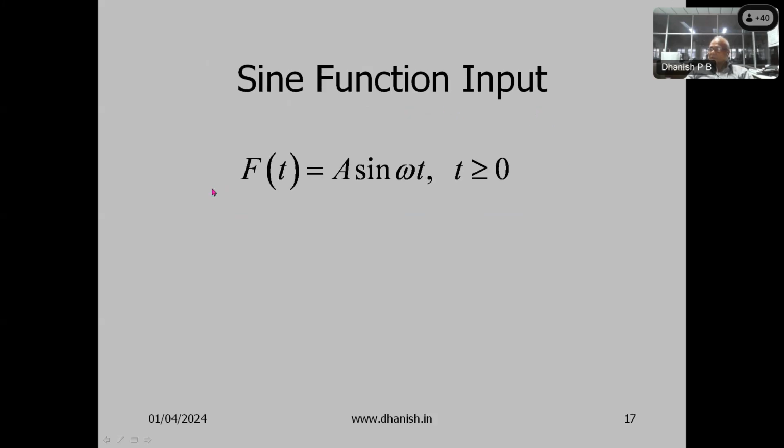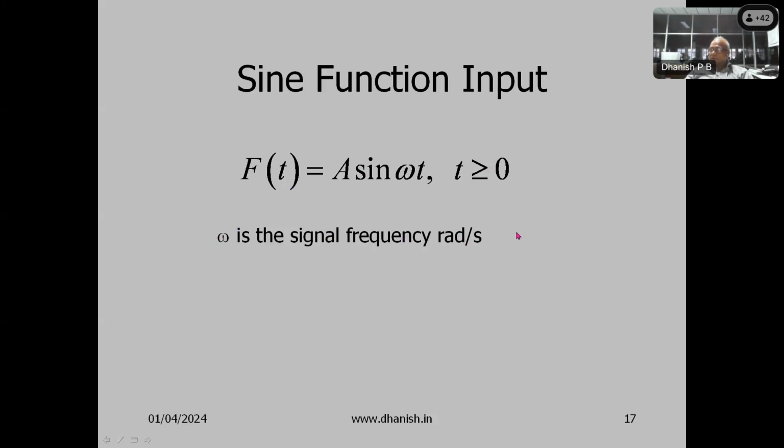So sine function input: f of t equal to a sine omega t, t greater than or equal to 0. That means it is sinusoidal with amplitude a, and omega is the frequency of the signal, in radians per second. Remember this: if the problem is given in hertz, you have to first convert it, because omega should always be in radians per second. Initially there is no signal, and suddenly you are applying a signal of this form.